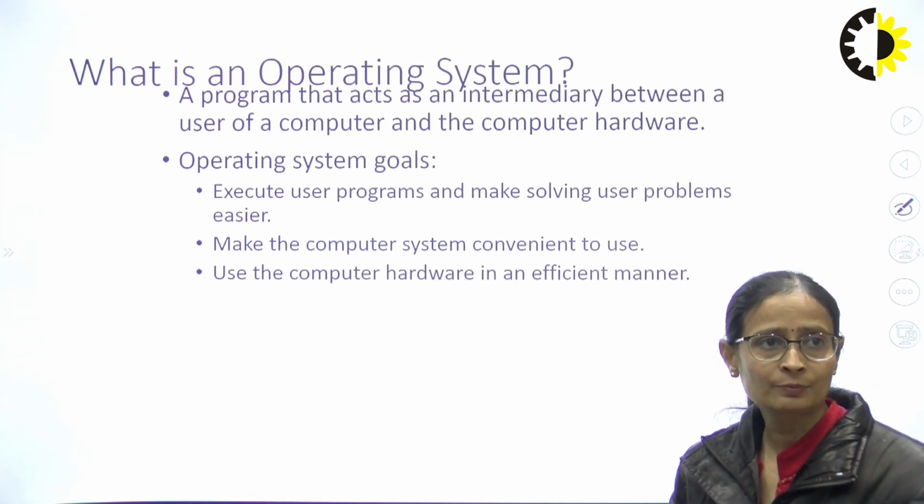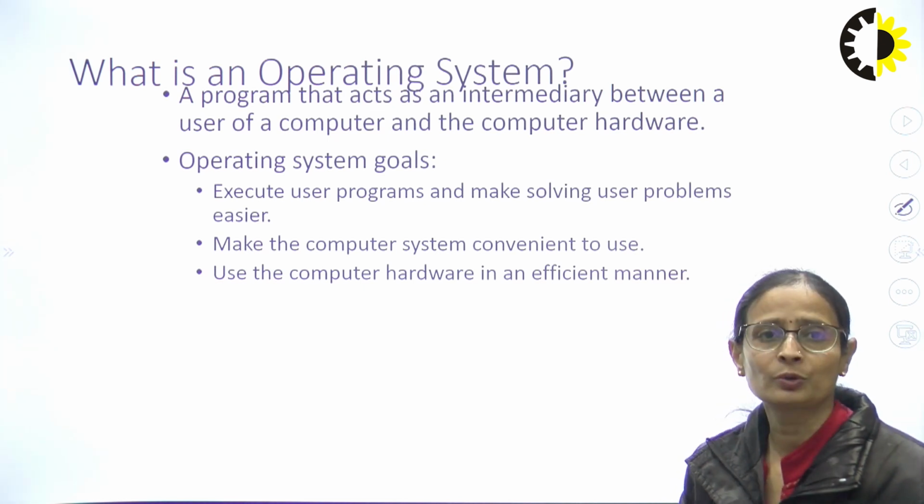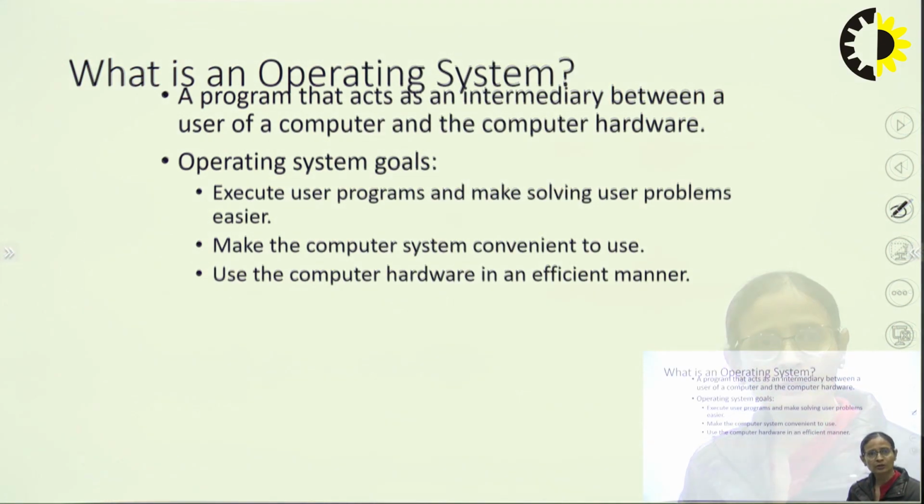So what are the goals? Basically, it helps in executing the user programs and makes solving user problems easier. Moreover, it makes the computer system convenient to use, and it uses the computer hardware in an efficient manner. So we have three basic goals in an operating system. First, it will solve your problems. Secondly, it provides a convenient environment to the user. And the last one, it efficiently utilizes all the resources, or you could say it is a manager of all the resources of your system.